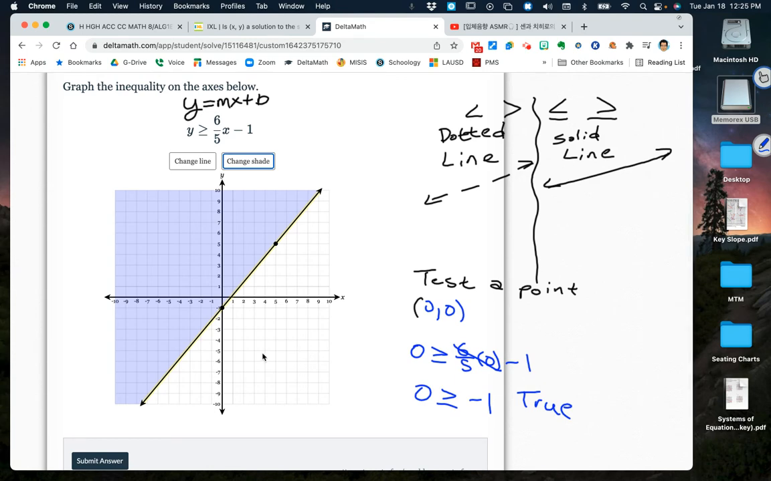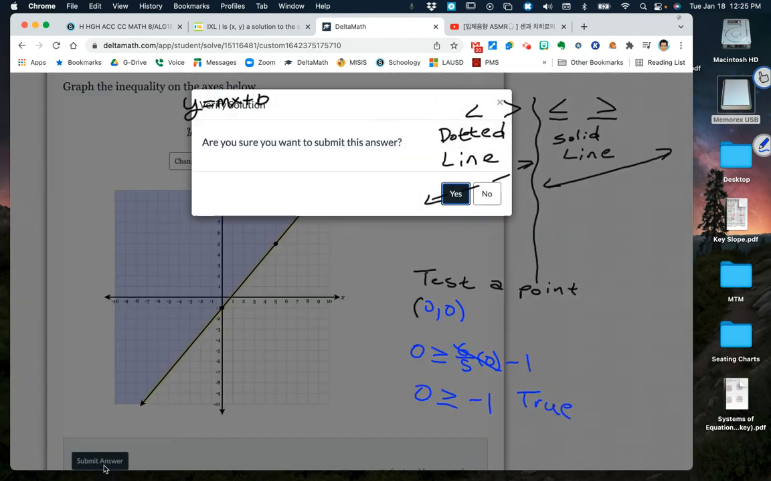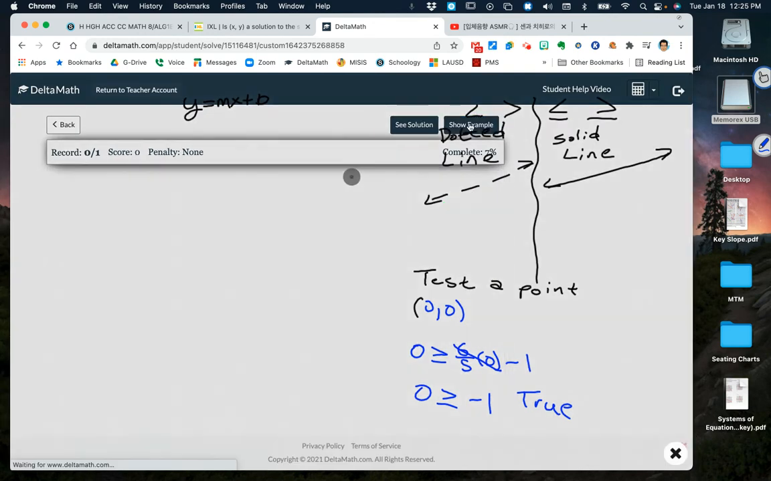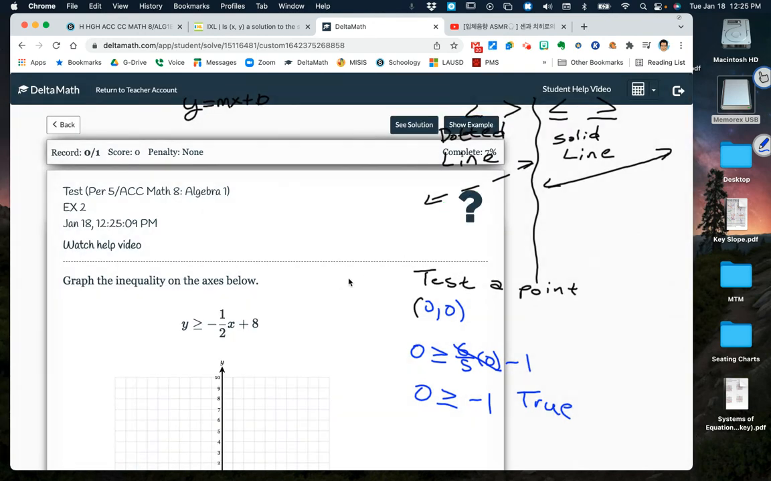Ready to move on, guys? Let's try another one. Okay. All right. So let's try this one now.